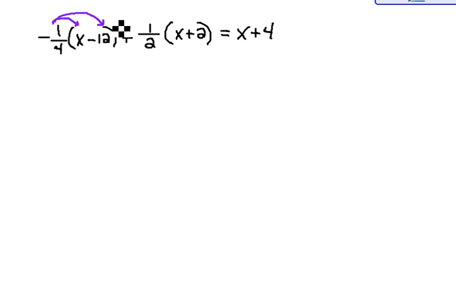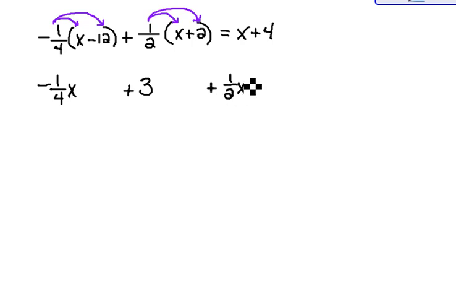So I'm going to go ahead and distribute, and as I distribute, when I recopy my problem, I'm going to leave plenty of room so that I can multiply through by the common denominator in a minute. So we have negative 1/4 times x, which would be negative 1/4 x, and negative 1/4 times negative 12 would be a positive 3. And 1/2 times x would be a positive 1/2 x. And 1/2 times 2 would be a positive 1 equals x plus 4.